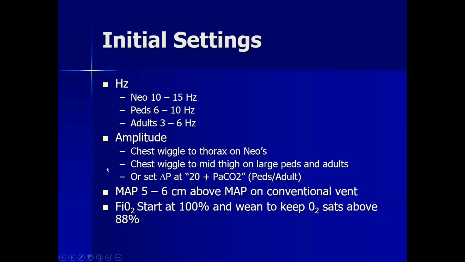So hertz, amplitude. Next one is mean airway pressure. If you're moving them from conventional ventilation to the oscillator, take a glance at what the mean airway pressure is on your ventilator, and then add 5 to that number, and that's what you set for mean airway pressure on the oscillator. FiO2, you start at 100%, and then you wean that down to keep sats above 88%.